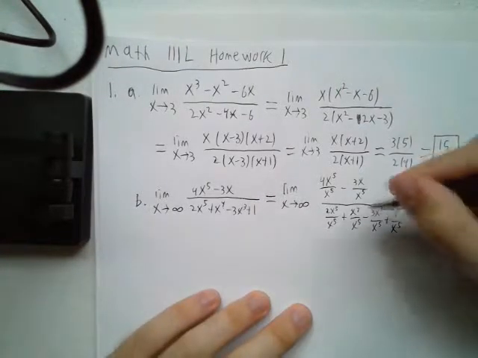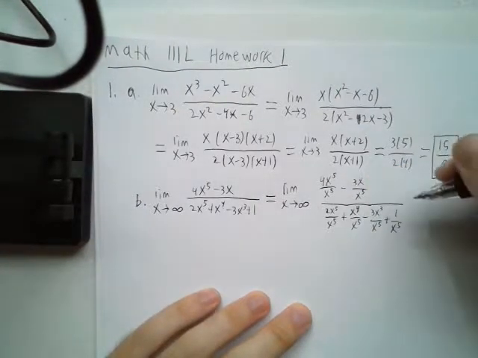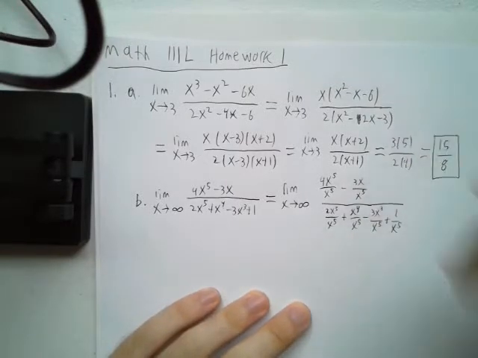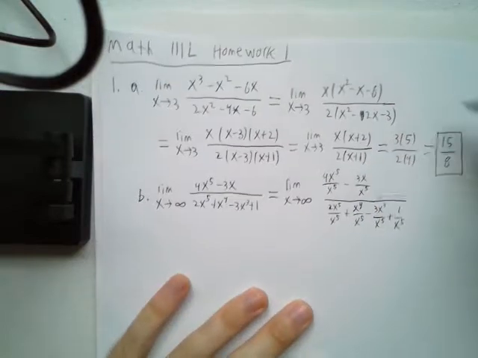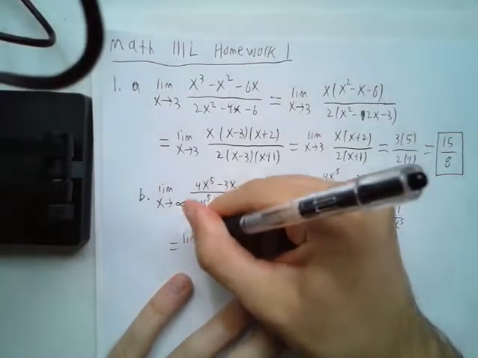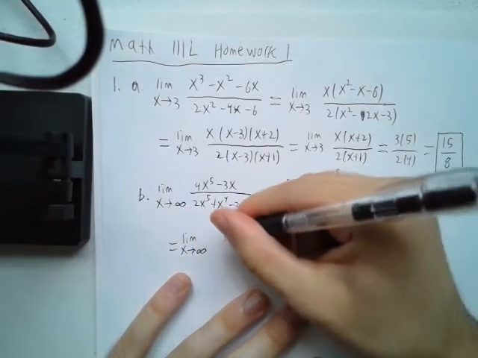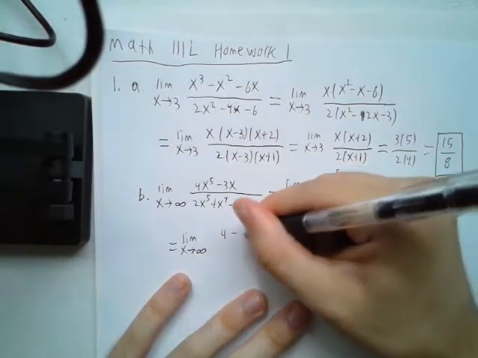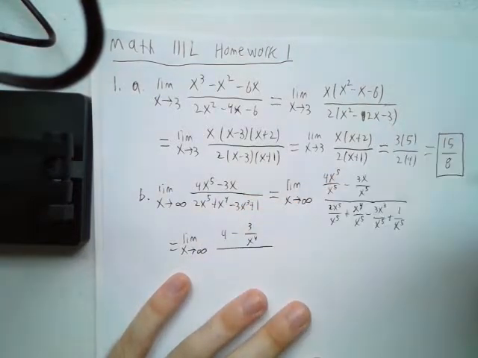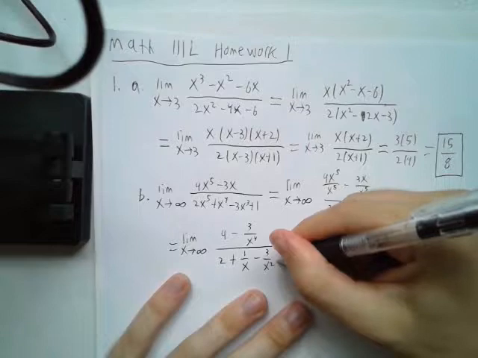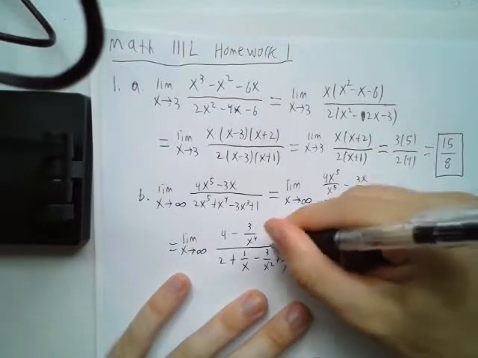And so now why have we done all of that? Well, if we simplify this a little bit, cancel some factors of x, we'll see that this simplifies to the limit as x approaches infinity of 4 minus 3 divided by x to the 4th, divided by 2 plus 1 over x minus 3 over x squared plus 1 over x to the 5th.